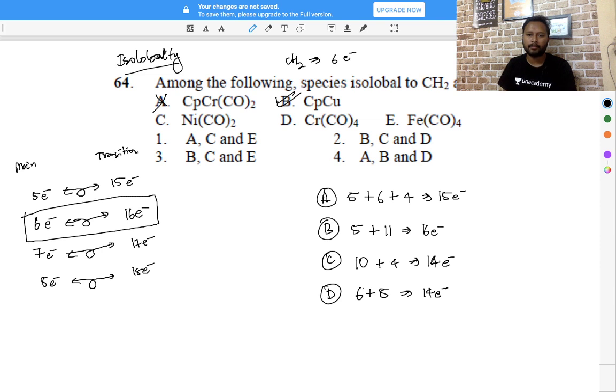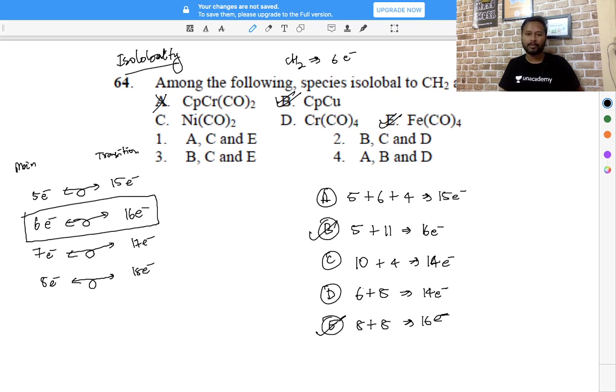And the last one is option E. What is over here? It's FeCO4. If you go with that, iron is 8 electrons and then you will have 8 from here. So it's a 16 electron species. Now if you look, only option B and option E are the 16 electron species. Options B and E are your isolobal complexes. But in the options there is nothing like B and E.